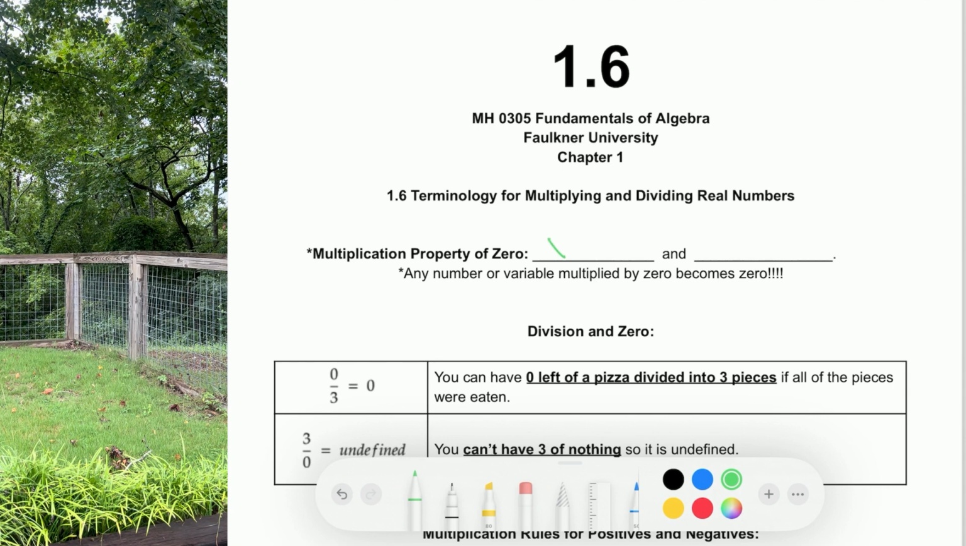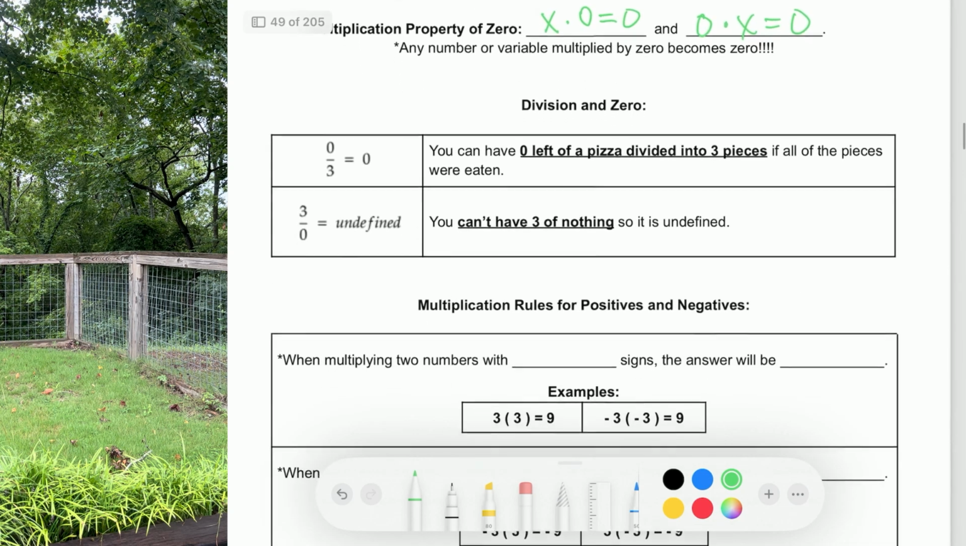We will be looking at section 1.6, terminology for multiplying and dividing real numbers. The multiplication property of 0 can be written in two ways. X times 0 equals 0, or 0 times x equals 0. They mean the same thing. Basically, what it's saying is that any number or variable multiplied by 0 becomes 0.